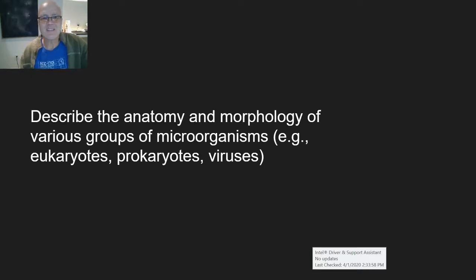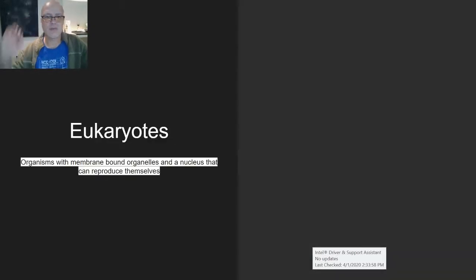Back to the science. We're going to be describing the anatomy, that means the shape, and morphology, that means the formation of various groups of organisms: eukaryotes, prokaryotes, and viruses. So let's start with the first one, eukaryotes.